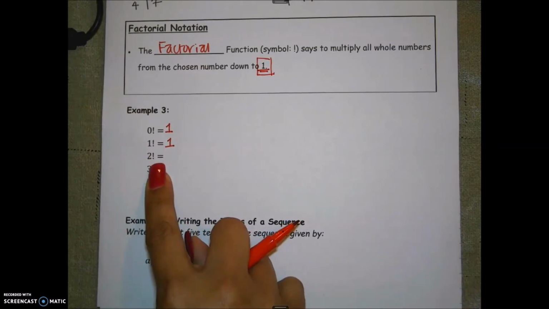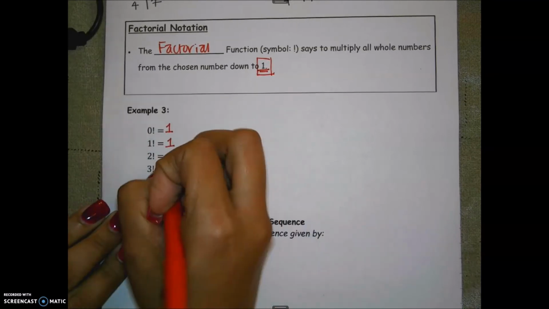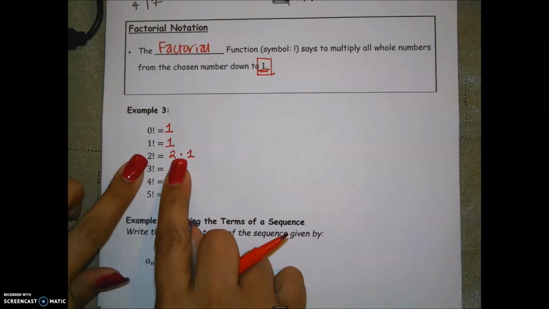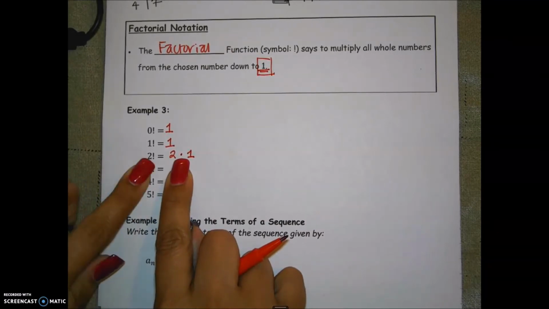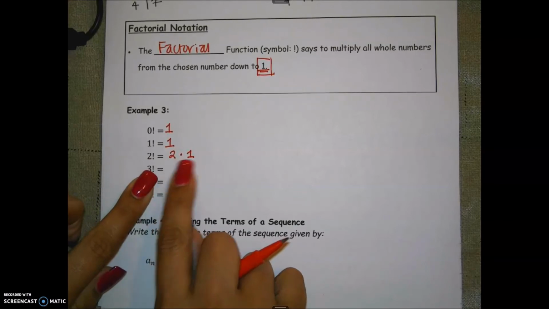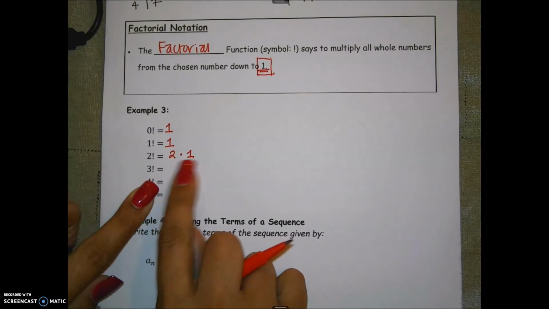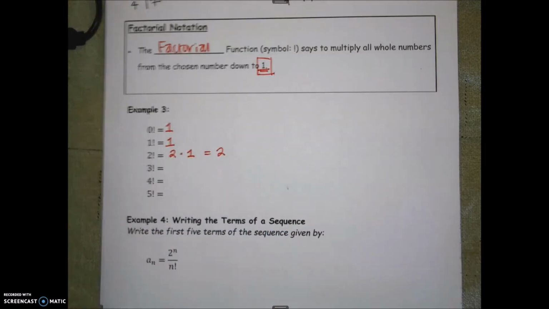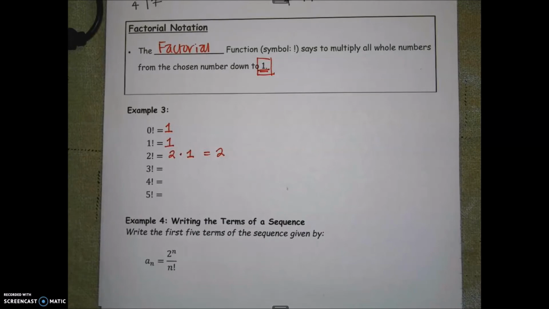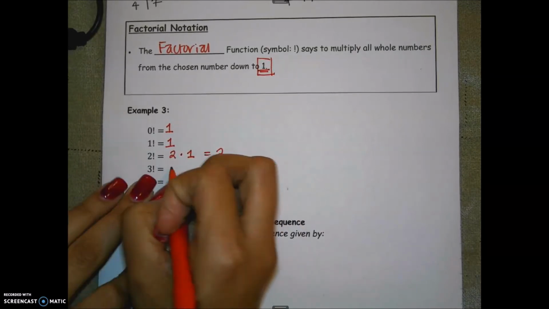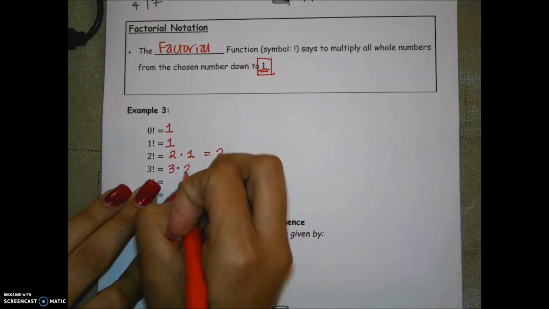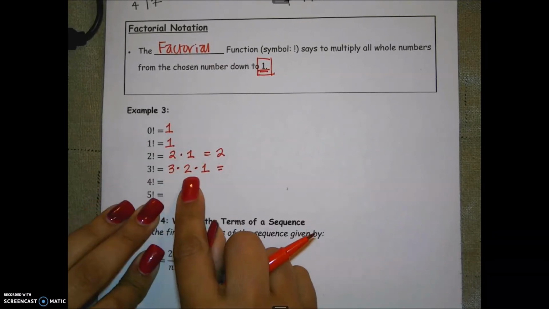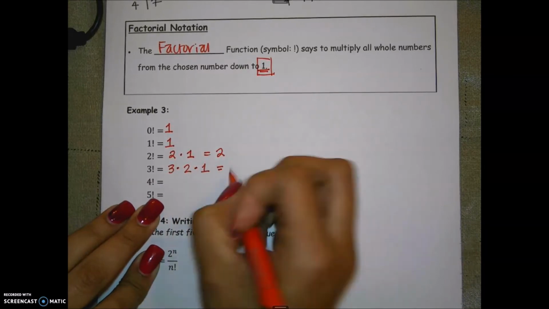Okay, 2 factorial is 2 times 1. Notice the chosen number is 2, and then I multiply all whole numbers from the chosen number down to 1. So I'm counting backwards, 2, 1, multiplying those numbers. 2 times 1 is equal to 2. Now it seems easy right now, but we're not done. All right, 3 factorial starts with 3, then times 2, then times 1. 3 times 2 is 6. 6 times 1 is 6.